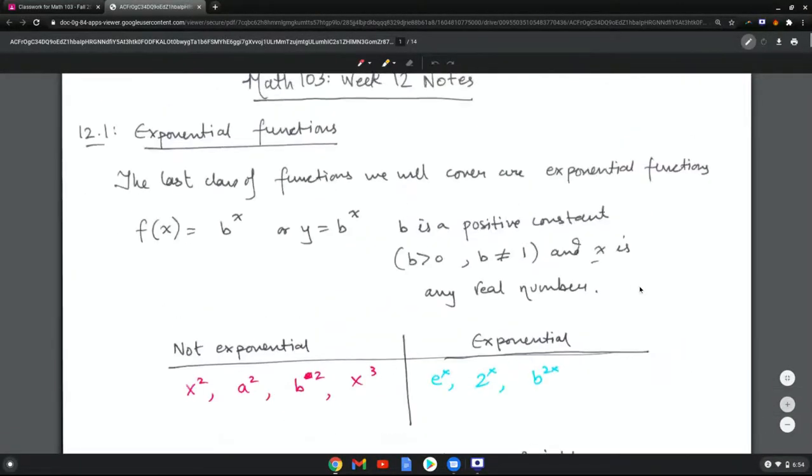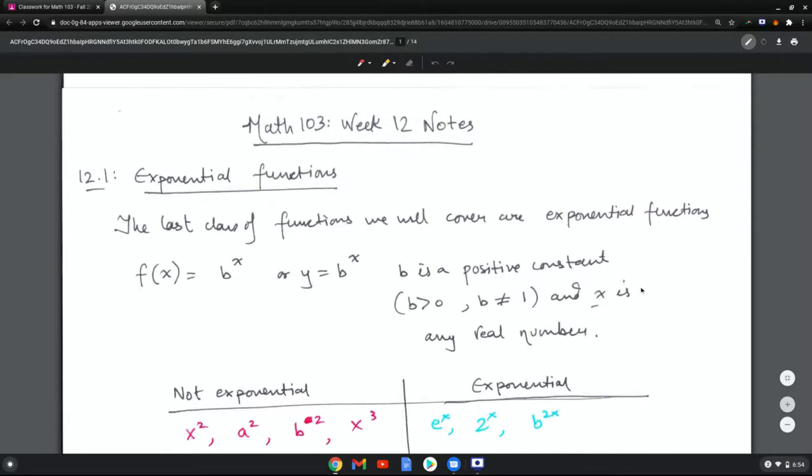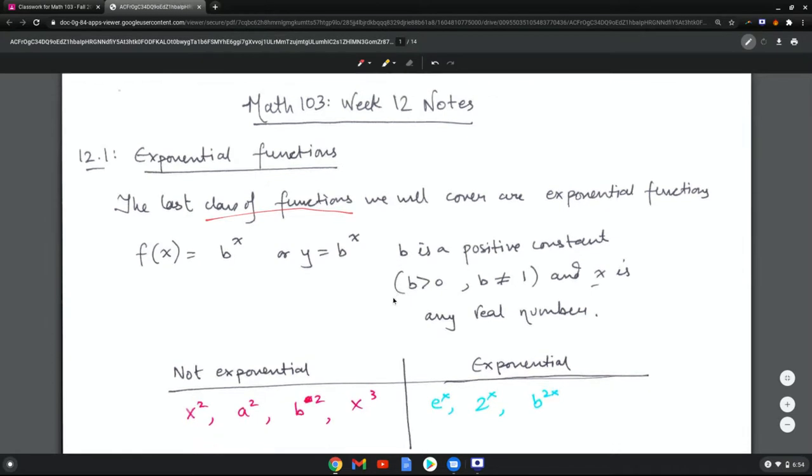We're going to be talking about a new kind of function, which is called an exponential function, which is also the last category or class of function that we cover in this particular course. This is a definition: a function of the form b to the x, where b is a constant and x is any real variable.